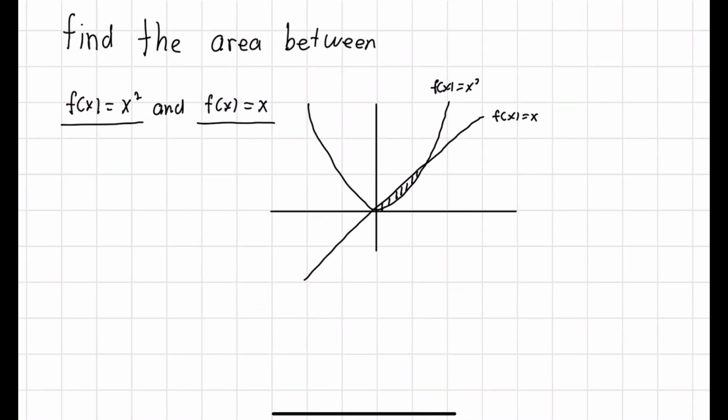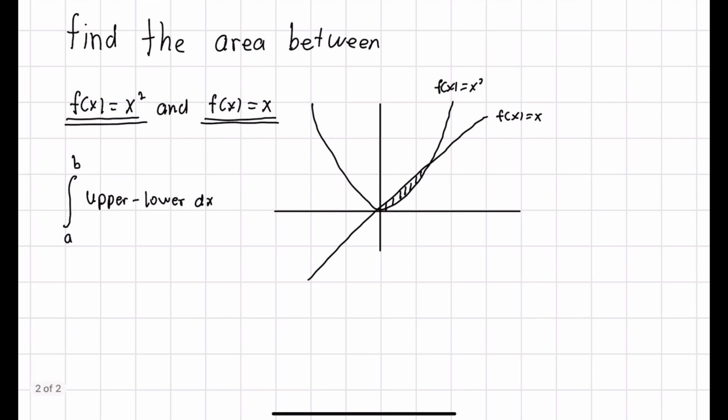And we would do this by using a formula, which is the integral from the lower bound to upper bound. And in the integrand, we would have to plug in the upper function minus the lower function. And all of this will make sense with an example. So with our example here, we have f of x equals x squared and f of x equals x.